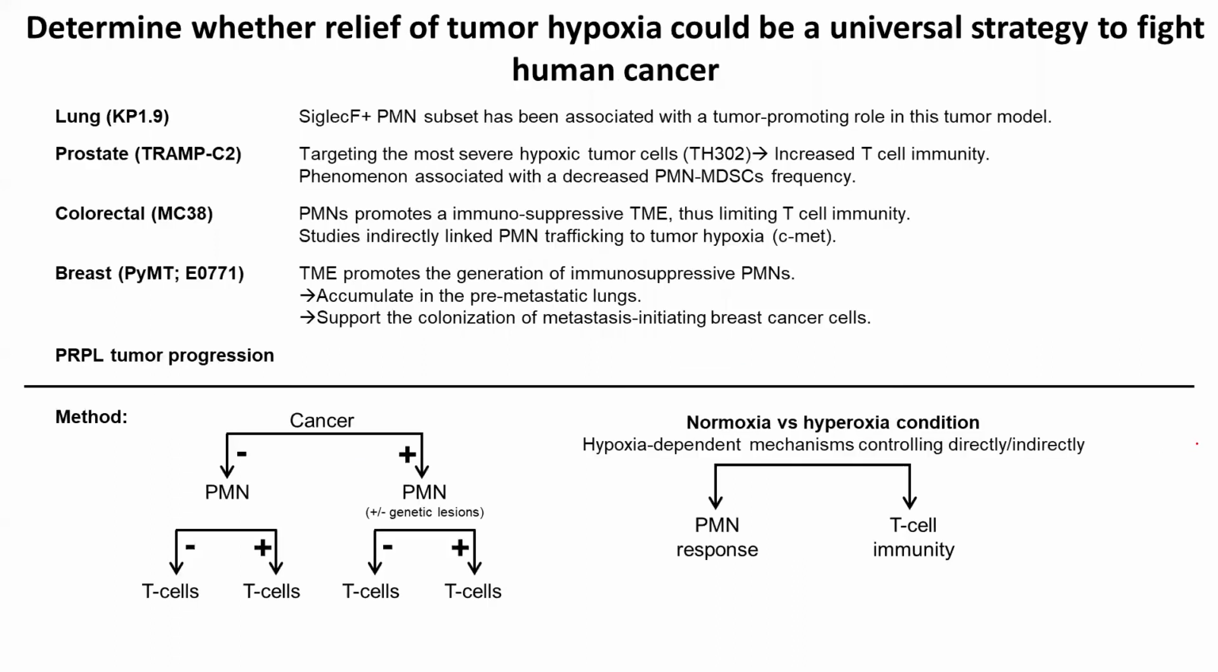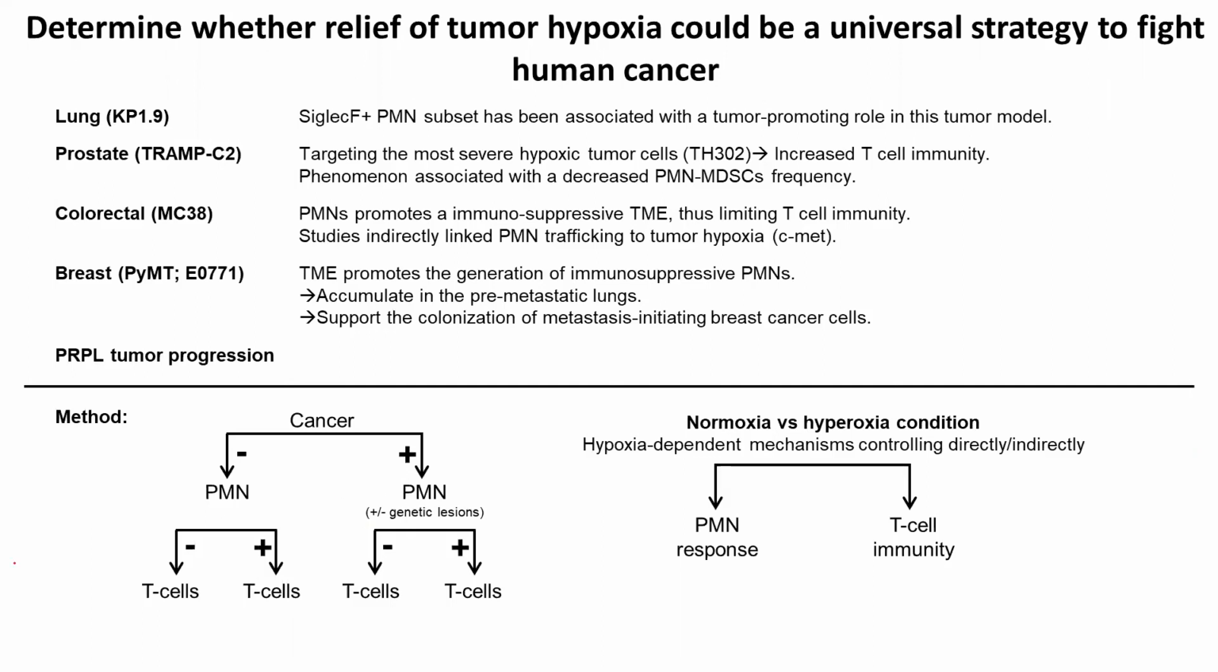Lastly, we want to determine whether relief of tumor hypoxia could be used as a universal strategy to fight cancer. So for that, we are now investigating how tumor hypoxia controls the immune response in lung, prostate, colorectal, and breast cancer, which are cancers in which neutrophils are known to play a tumor-promoting role and where T cells are known to combat the cancer.